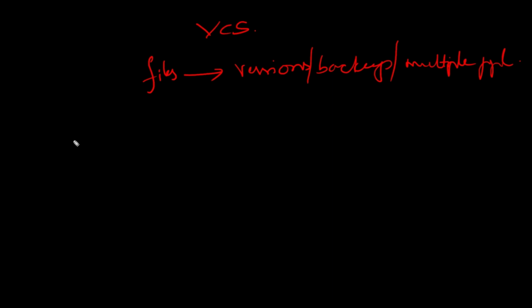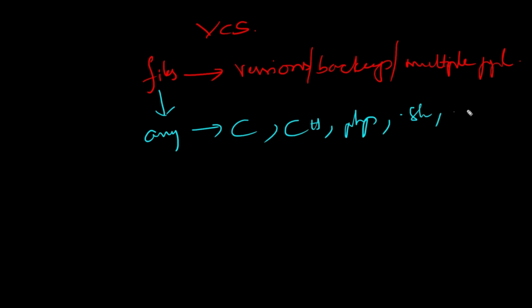So how is this possible? What does it mean actually, and which files are these? First of all, these files are any files. Like any program files, it might be C program files or C# program files, PHP files, or simply some configuration files, or shell script files. Or else simple text files can also be version controlled. Any static files can be version controlled.